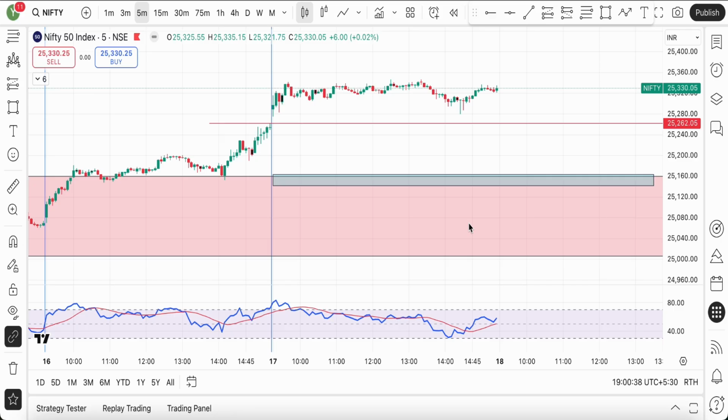In today's session, we'll take a detailed look at the Nifty charts, discuss the important support and resistance zones, and go through the possible scenarios for tomorrow's market. I'll also share my trading plan and the key factors I'll be keeping an eye on so you are well prepared before the opening bell.